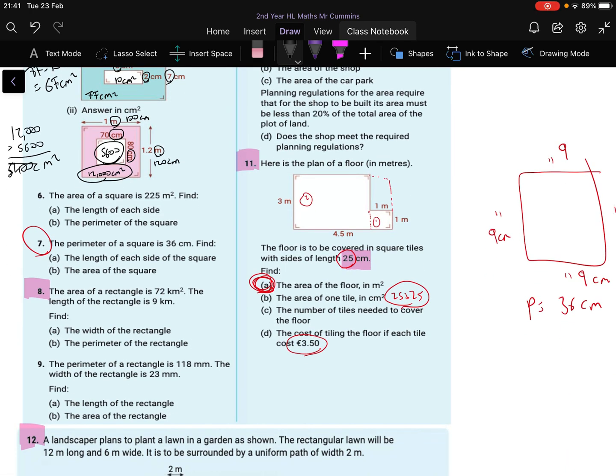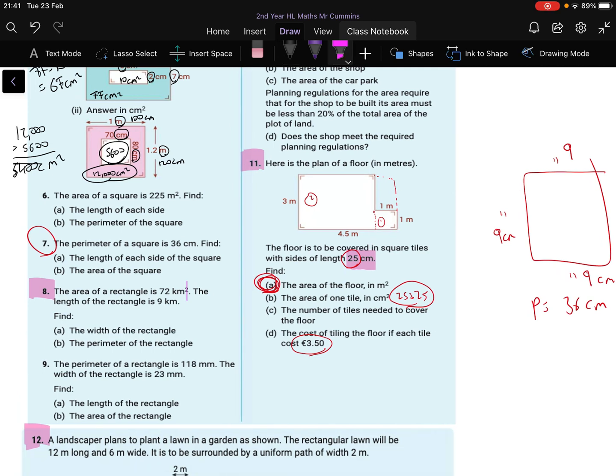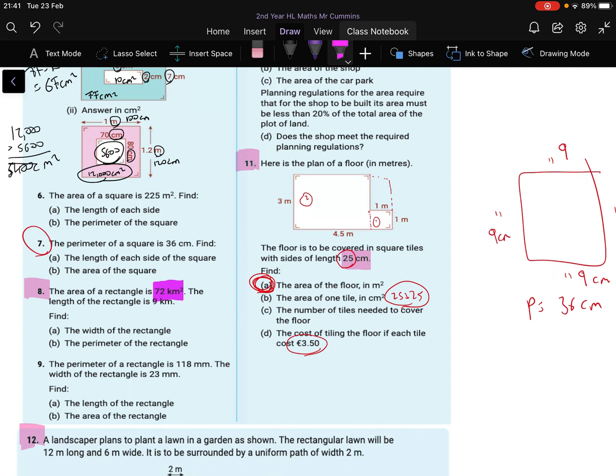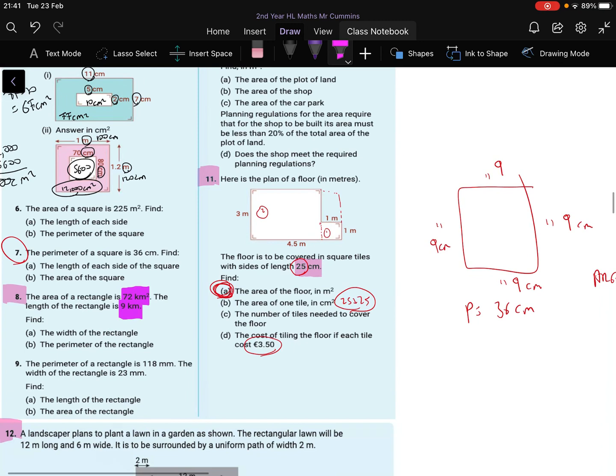Okay, question number 8. Is there any need for us to do question number 8? So question number 8 is looking for the area of a rectangle is 72 kilometers squared. So they're giving us the area this time. The length is 9 kilometers. Find the width and then find the perimeter. So if we're to, did we do that the last day?